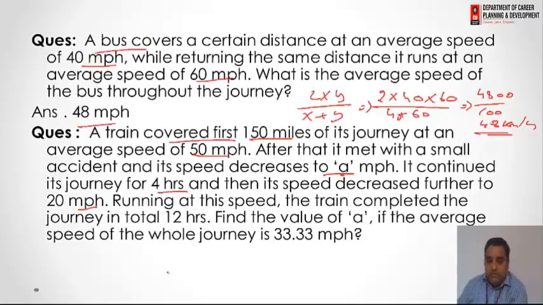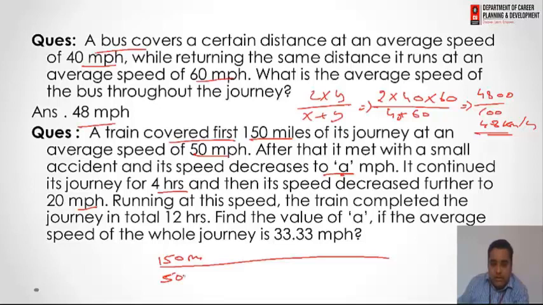Now in this case, what we have: there is a distance and it covers 150 miles with the speed of 50 miles per hour. In the second part, the speed is a miles per hour and it travels for the next 4 hours, whereas in the third part it travels with the speed of 20 miles per hour.